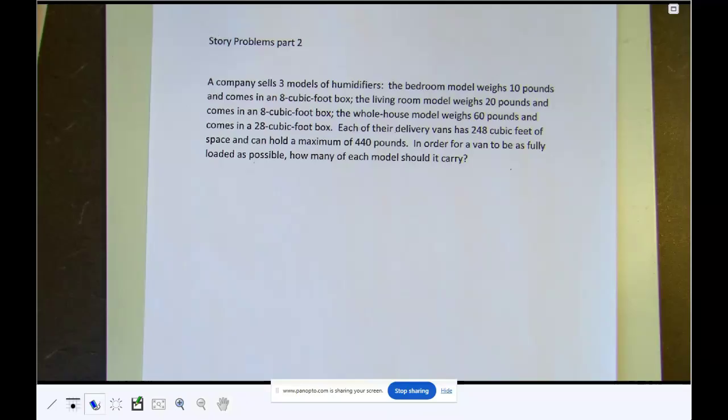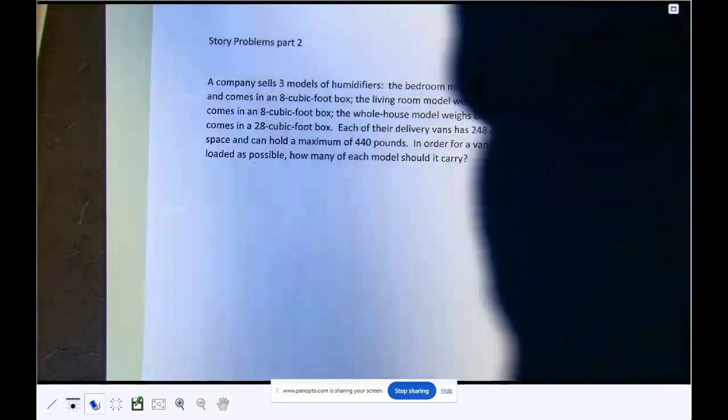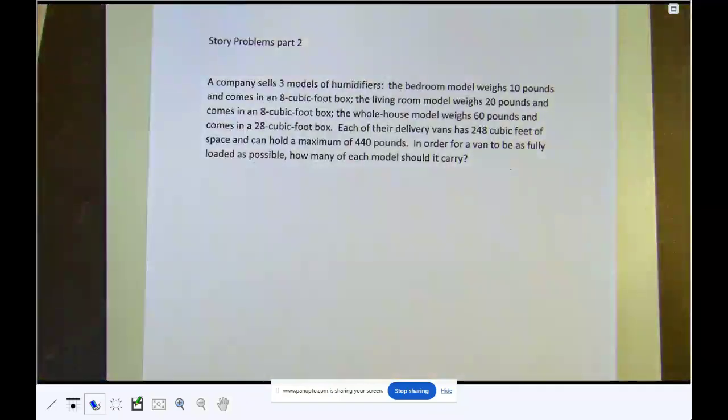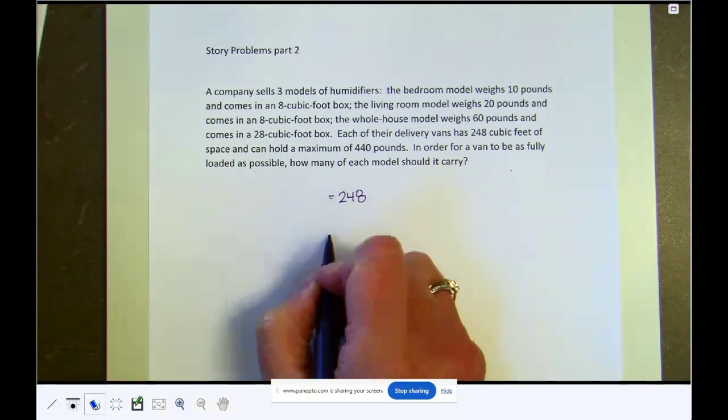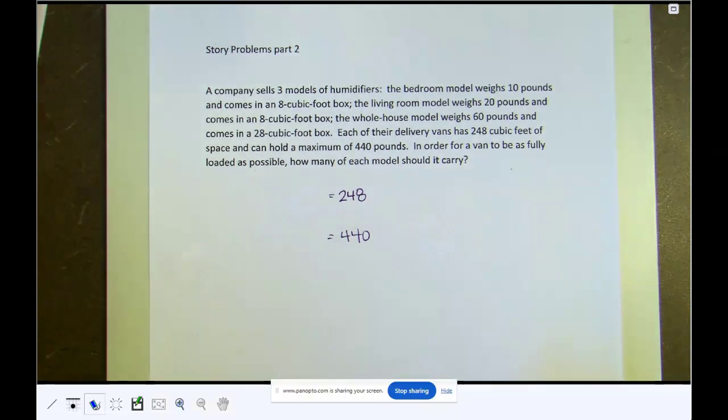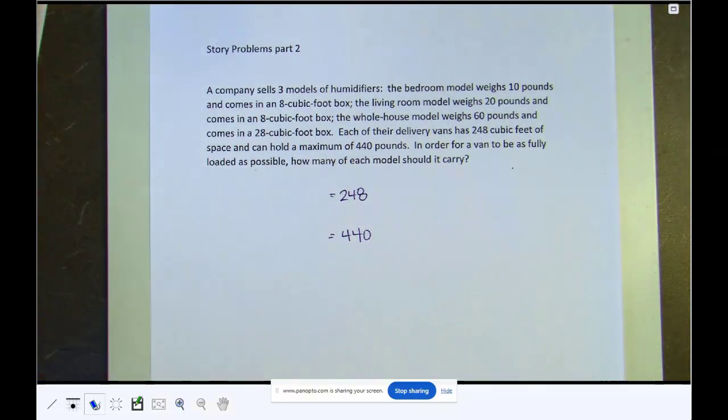So this is written differently. It's not set up like some of the other ones that we've done, which is one reason that we're talking about this. We've got this total here of, for example, 248. The other total is 440. Okay, and when you go, I don't know what goes with what. It's kind of confusing.